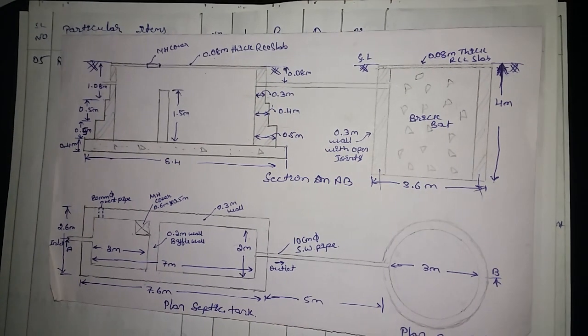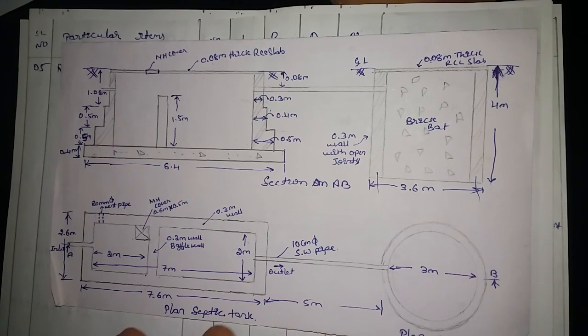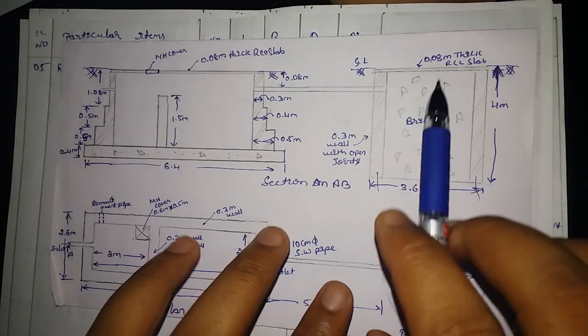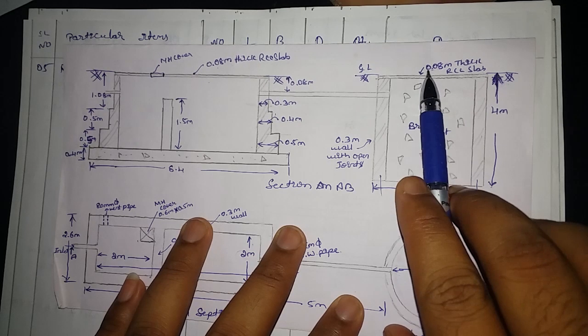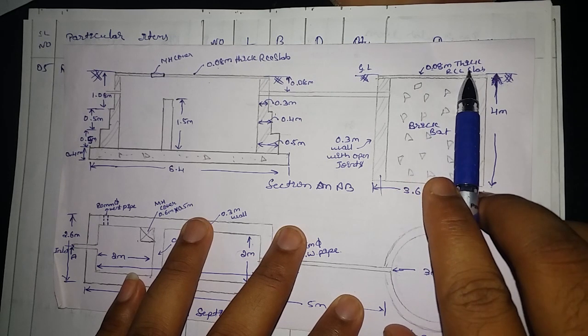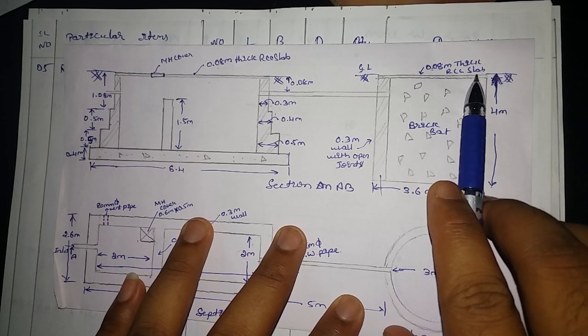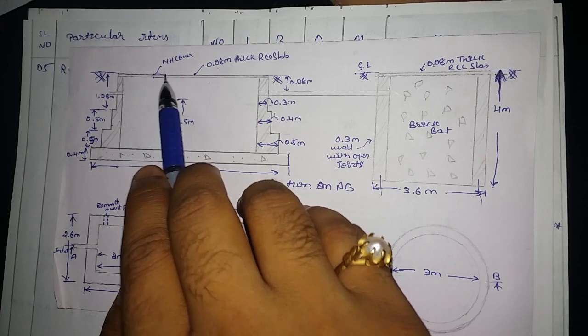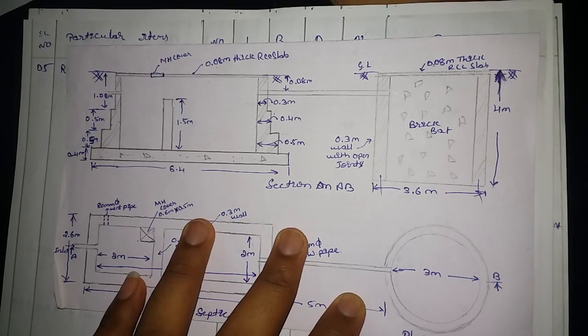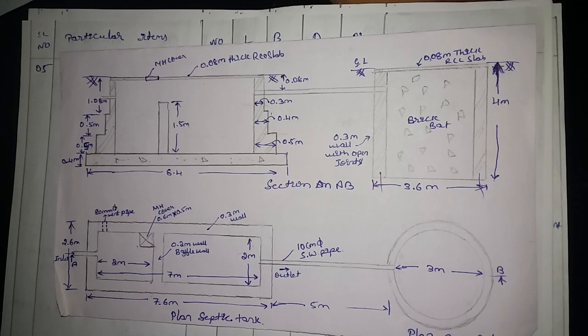0.08 meter. Similarly, if I go to the soaking pit, we have one more RCC slab, and its thickness is 0.08 meter. Now we need to find out the exact quantities. At the last we will deduct this manhole from the septic tank. So whatever things we find out, we will get the quantity.